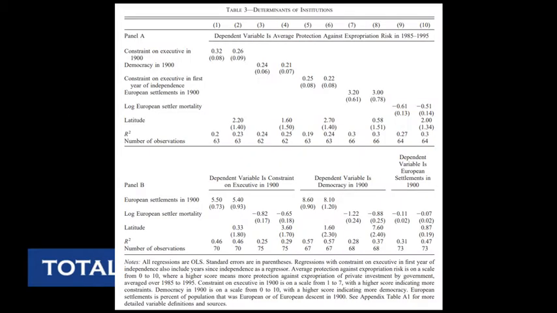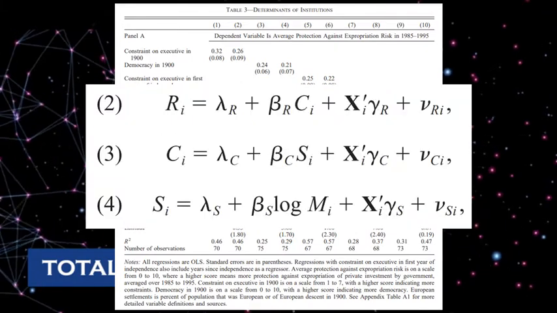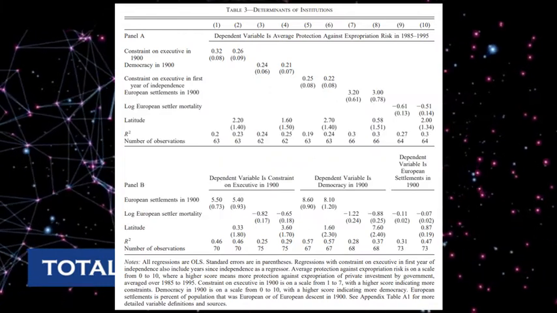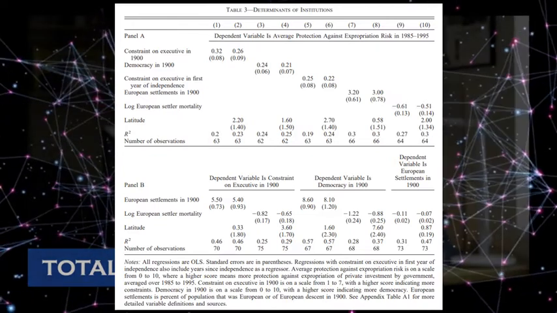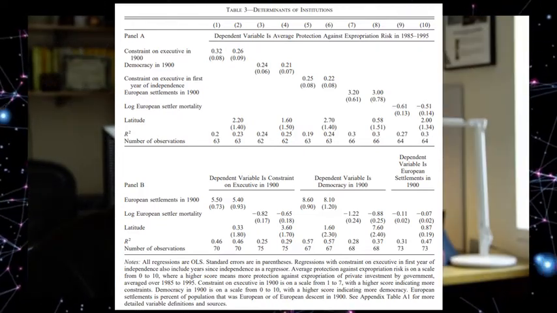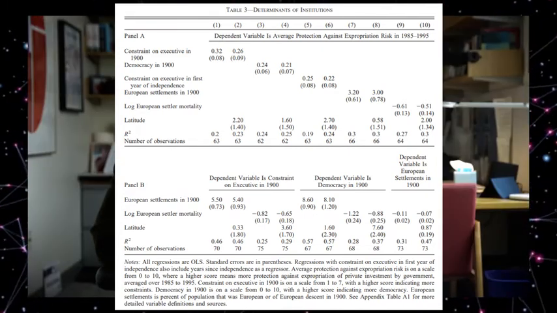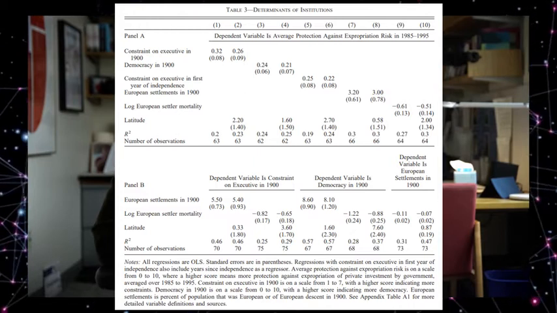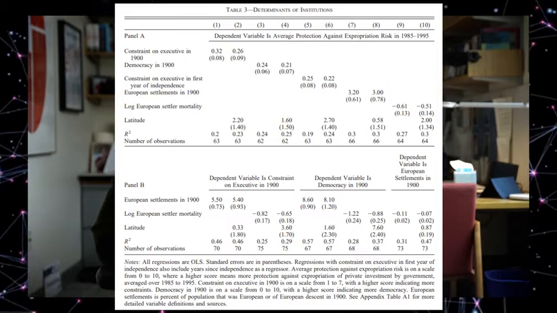In Table 3, we document that this relationship works through the channels hypothesized in Section I. In particular, we present OLS regressions of equations 2, 3, and 4. In the top panel, we regress the protection against expropriation variable on the other variables. Column 1 uses constraints faced by the executive in 1900 as the regressor, and shows a close association between early institutions and institutions today. For example, past institutions alone explain 20% of the variation in the index of current institutions.